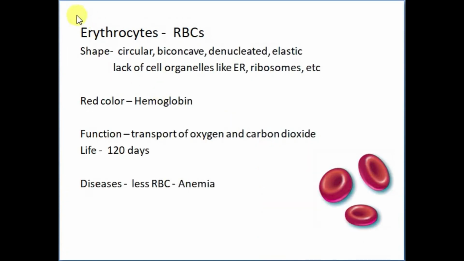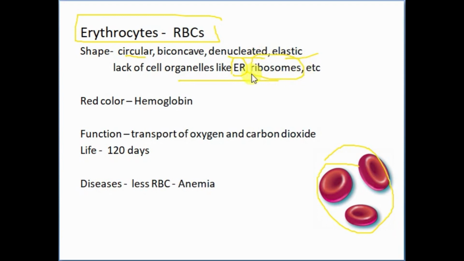Now, first we'll come to our RBCs. They are the major constituents in blood. The shape of RBC is concave. You can see here they are biconcave, they are denucleated, they are elastic, and they lack cell organelles like endoplasmic reticulum and ribosomes. I hope by now you know these terms.